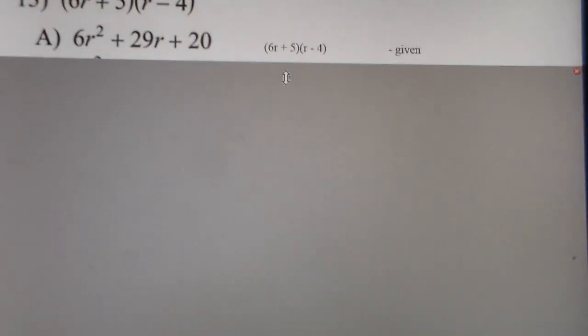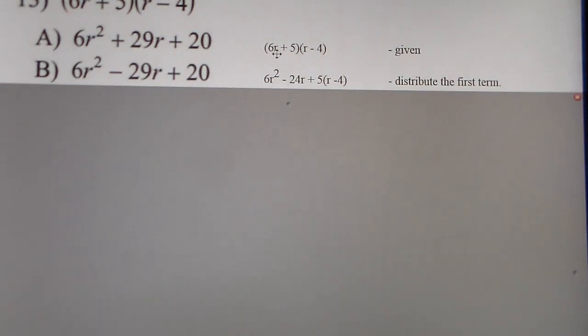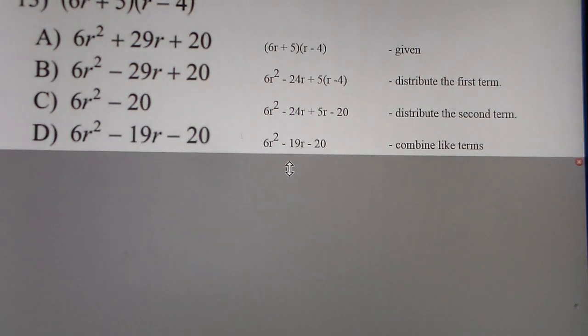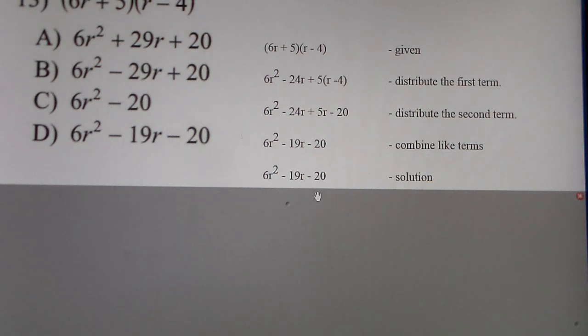Number 13. We're given 6r plus 5 times r minus 4. 6r times r gets you 6r squared. 6r times negative 4 gets you negative 24r. So we just distributed the first term right there. Next, we got to distribute the second term, meaning 5 times r, which gets you positive 5r, and 5 times negative 4, which gets you negative 20. We then combine like terms. Negative 24r plus 5r gets you negative 19r. And that's our solution. 6r squared minus 19r minus 20.